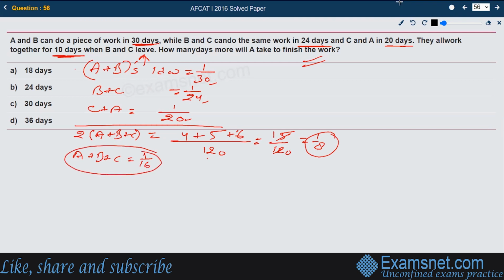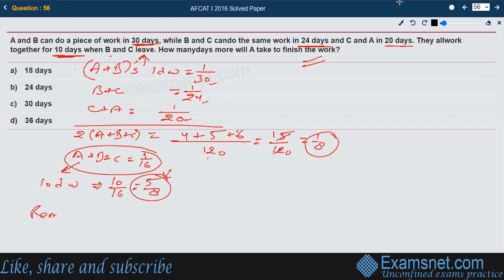Now we want to know about what is left after 10 days. Who all have left? B and C have left after 10 days. So that means they all would have worked till 10 days. If the 1 day work is 1 by 16, the 10 days work of all of them together is simply 10 by 16. That gives me 5 by 8. So after 10 days, 5 by 8 of the work has been finished.